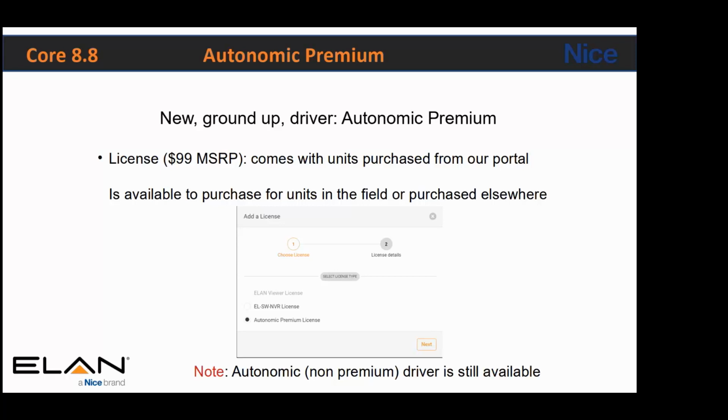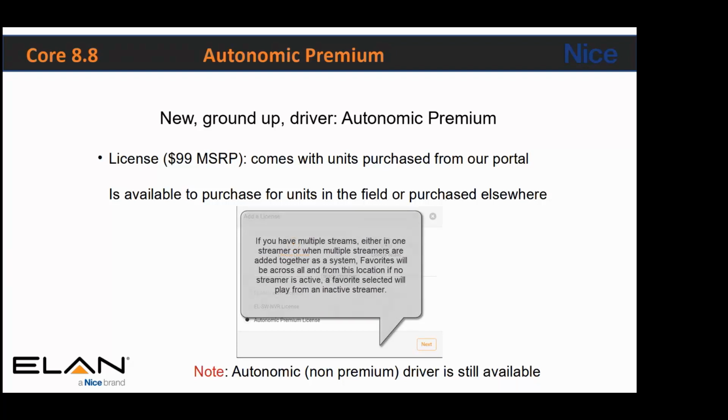Now, this driver has a license. It's $99 MSRP. And why we did that is because you can buy Autonomic from anywhere you want. You can buy it from them, from different distributions, or there's people that have it in the field. So if you buy a unit from us, it comes with the license. That's important. And then you could buy the license if you want to use the Autonomic hardware from somewhere else. And the Autonomic Classic driver is still available.